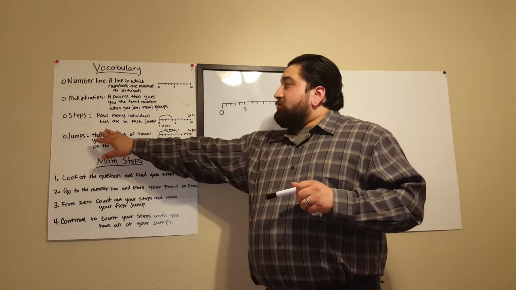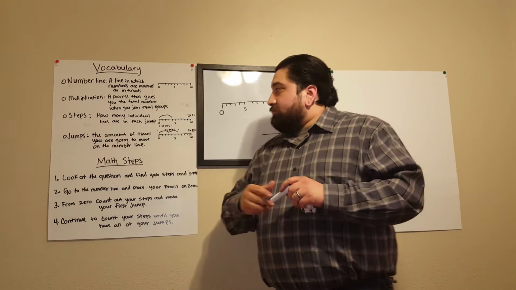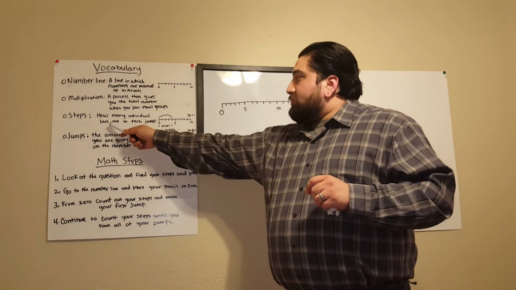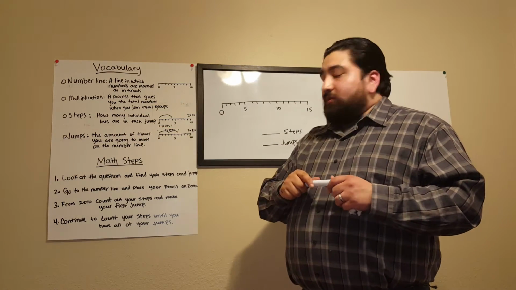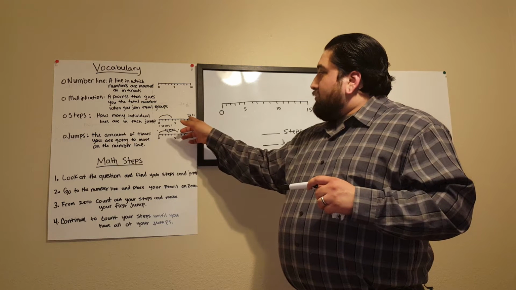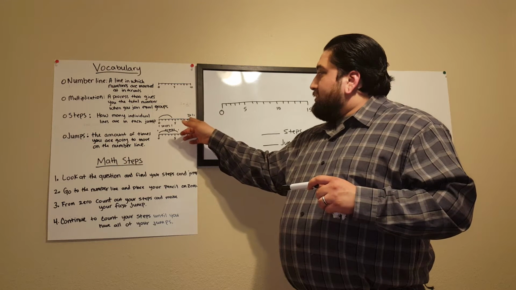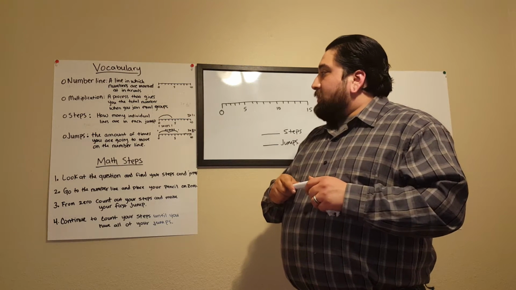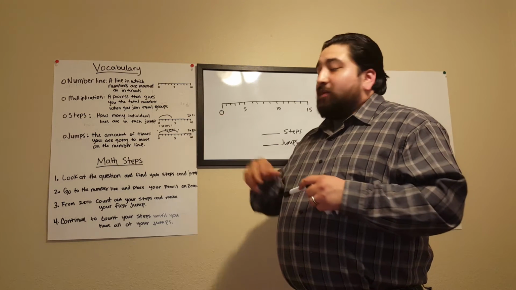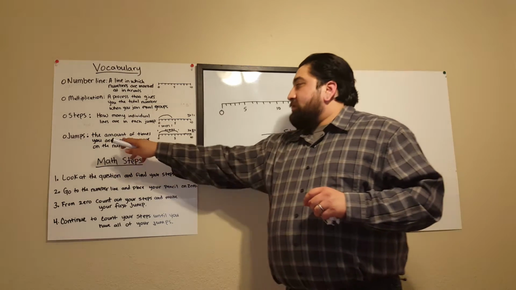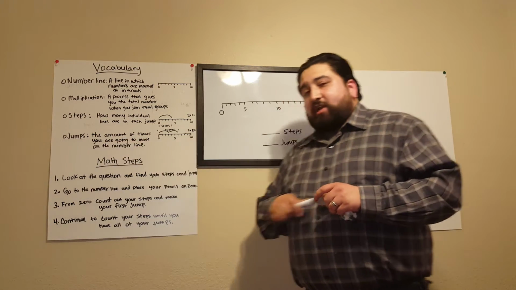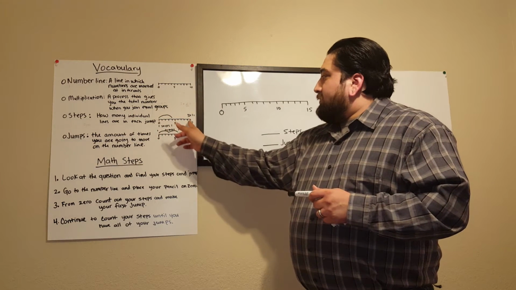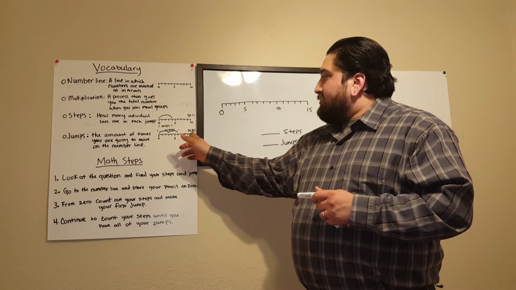The next vocabulary words we have are steps and jumps. Steps are how many individual lines are in each jump. And when you have a question, like let's say 4 times 1, the first number would be how many steps you have, and the second number is your jumps. Jumps are the amount of times you're going to move on the number line. So as you can see here, again, jumps are the second number.